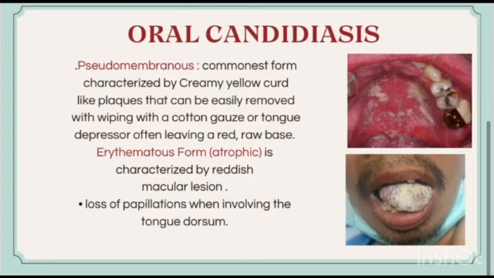Oral candidiasis, pseudomembranous type. It is the commonest form, characterized by creamy yellow curd-like plaques that can be easily removed by wiping with a cotton gauze or tongue depressor, often leaving a red or raw base. The erythematous form is also called atrophic. It is characterized by reddish macular lesions and loss of papillae when involving the tongue dorsum.